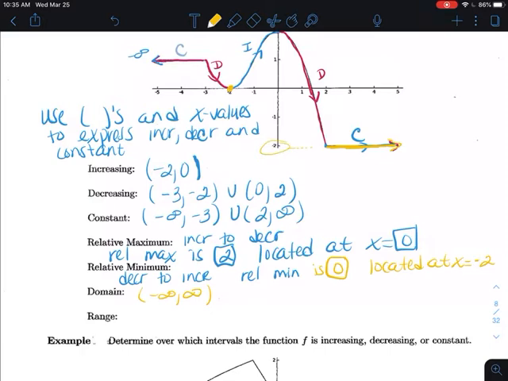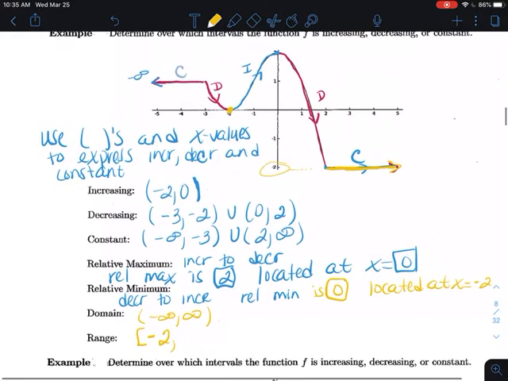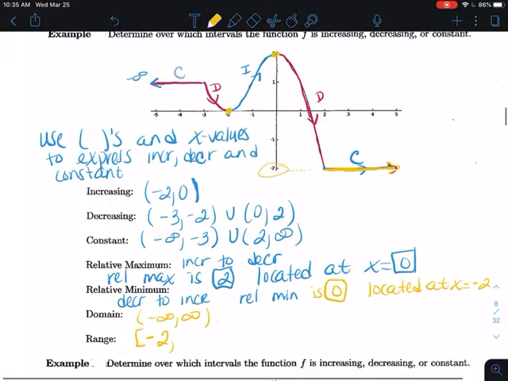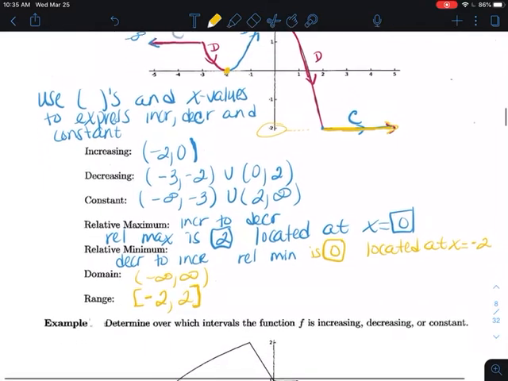So my range, you use a bracket because -2 is included. So from -2 all the way up to the highest peak of this graph, which is at y equals 2. So 2, and you put brackets. The only ones you have to use parentheses for definitely are the increasing, decreasing, and constant intervals. All right, so hopefully you understand increasing, decreasing, and constant.